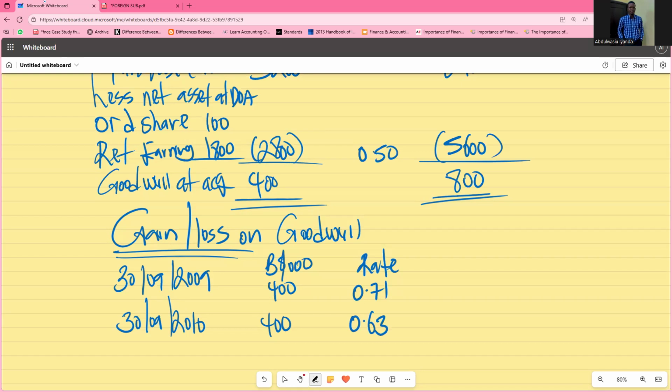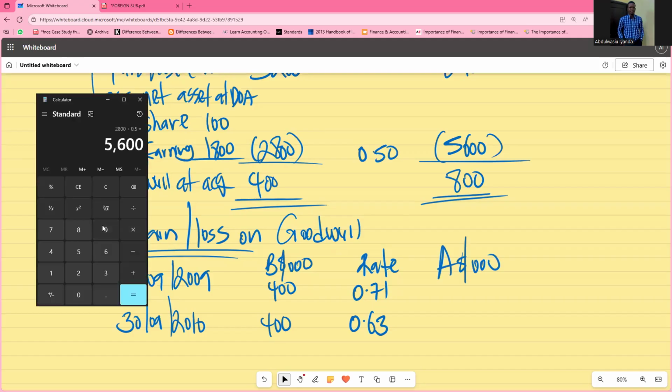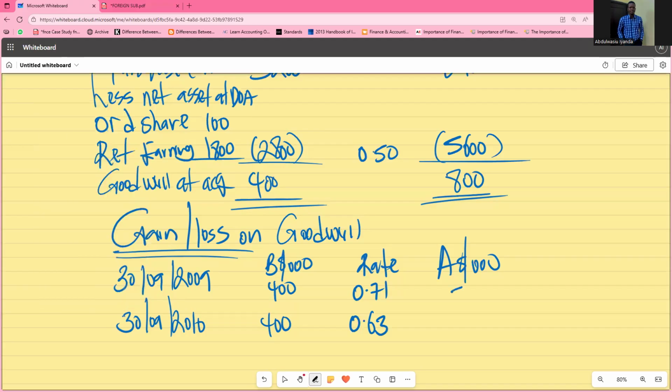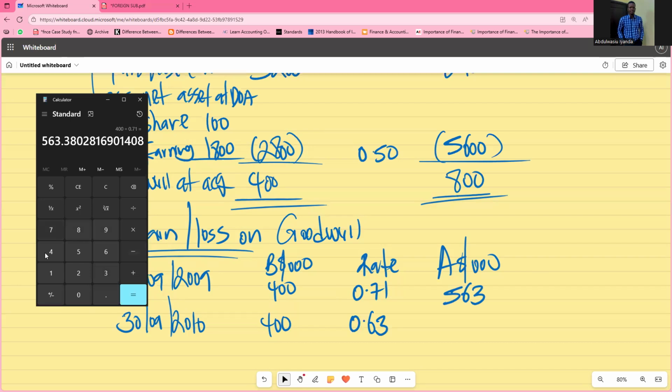So how much is it now going to be in dollars? Bring calculator here. So this is 400, and you divide by 0.71. So this one is like 563. 563. Then the next one is 400, and you divide it by what?